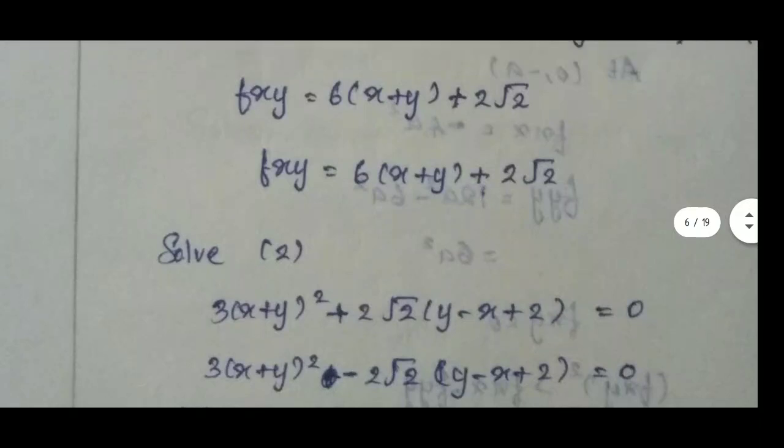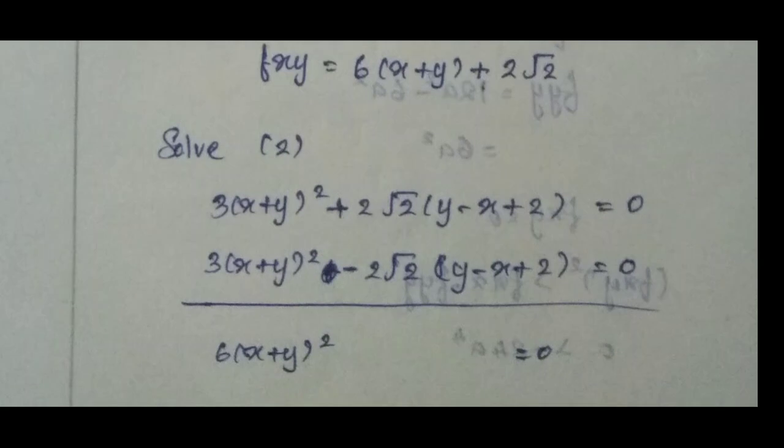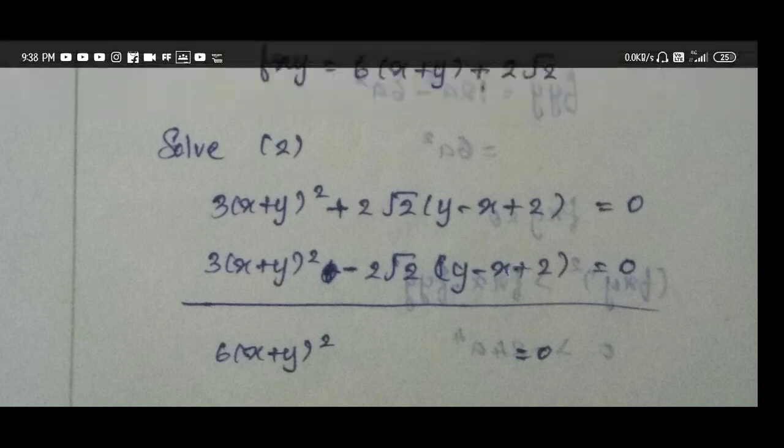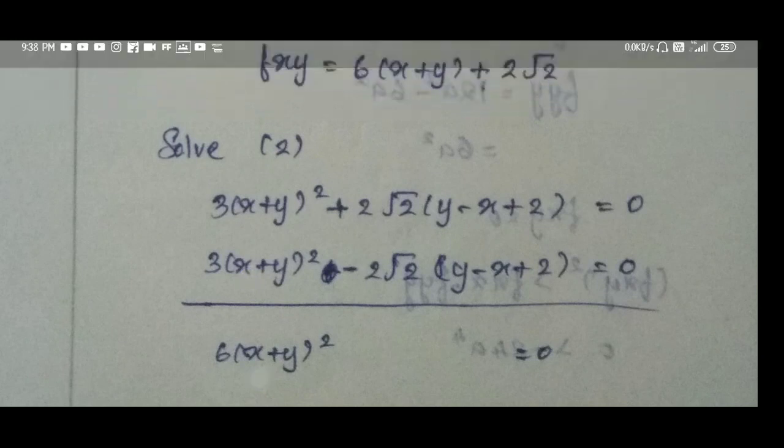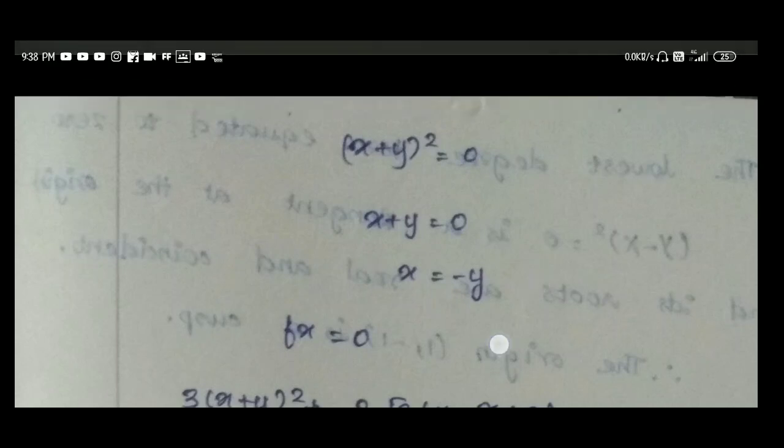Solve equation 2: 3 into (x plus y) the whole square minus 2 into root 2 (y minus x plus 2) equal to 0, and equation 1: 3 into (x plus y) the whole square plus 2 into root 2 (y minus x plus 2) equal to 0. Adding, the minus and plus terms cancel. 3 plus 3, 6 into (x plus y) the whole square equal to 0. Since 6 is not equal to 0, (x plus y) the whole square equal to 0, x plus y equal to 0, x equal to minus y.